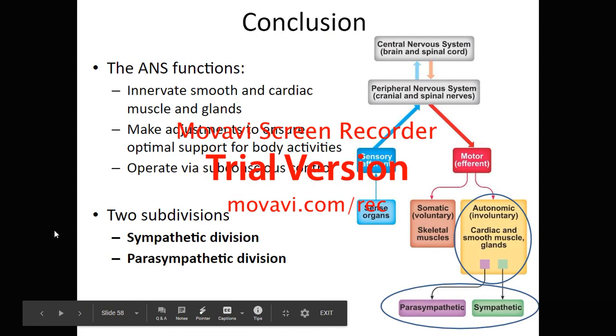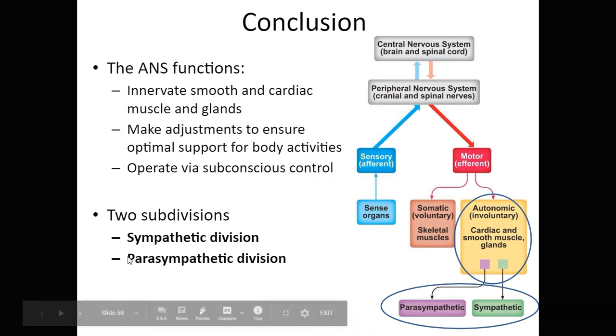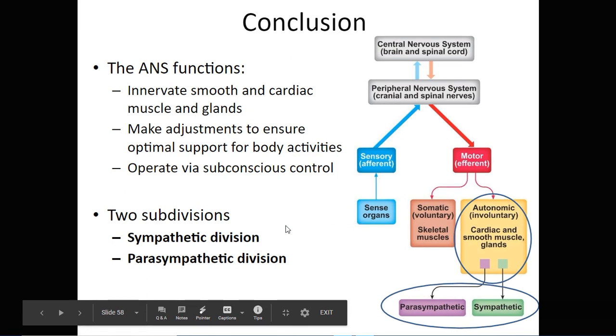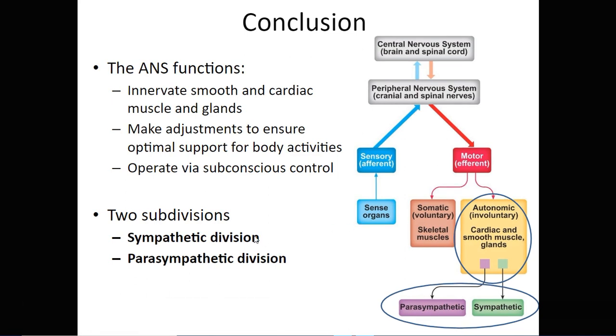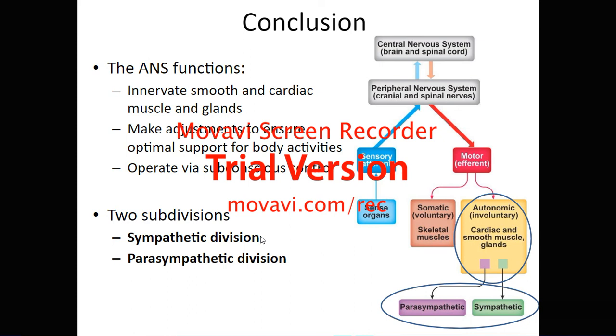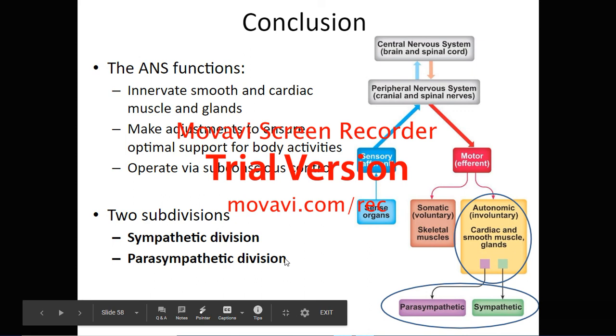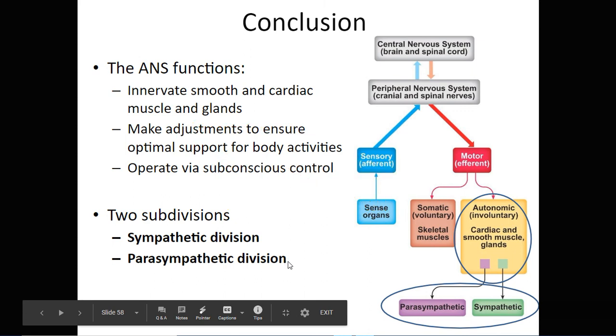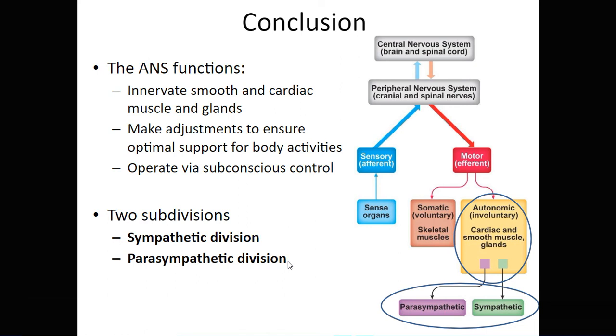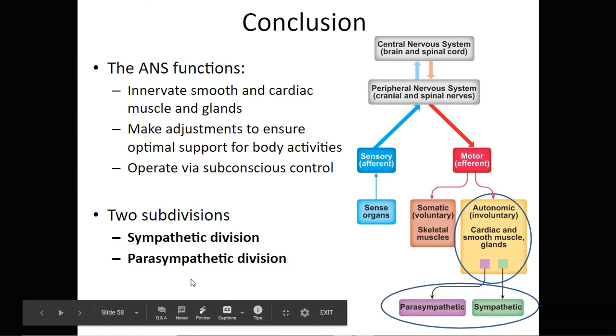Also just remember the neurotransmitters for the sympathetic division. It uses norepinephrine and epinephrine, whereas the parasympathetic division only uses acetylcholine. That's the only neurotransmitter the parasympathetic nervous system uses. All right, that is the end of the lecture.